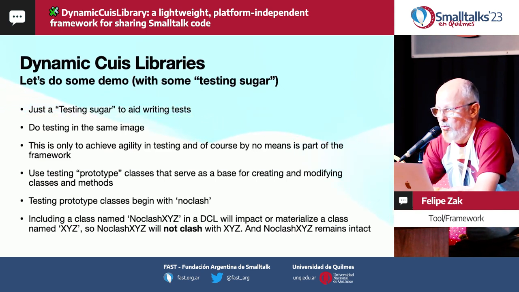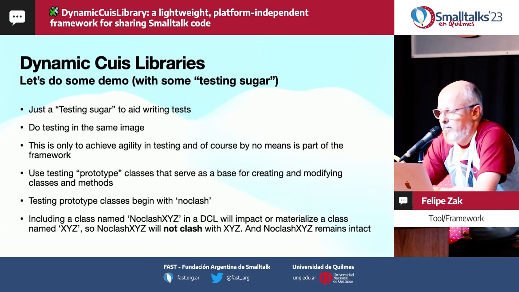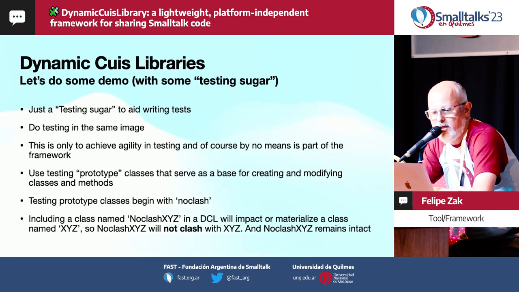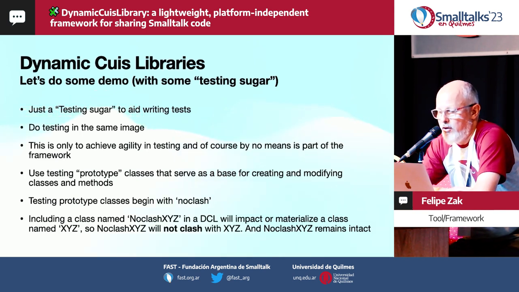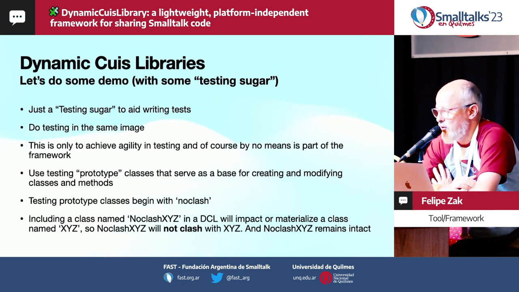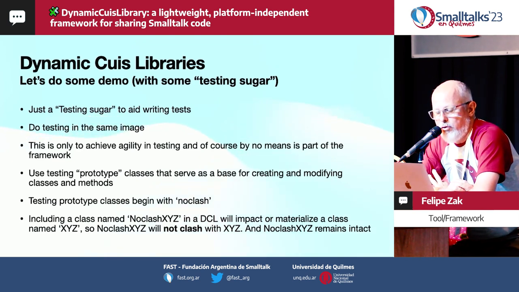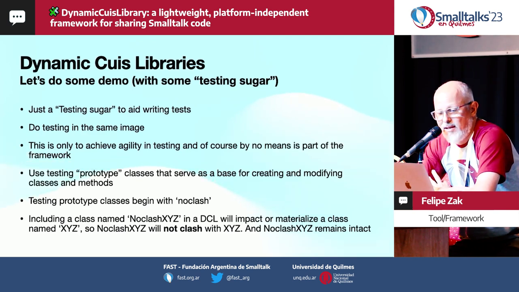we can use what I call a testing sugar to write tests. We will use this to demo the supported features. Why? Because we want to test this, and we want to use only one image. So this is only to achieve agility in testing, and by no means is it essentially part of the framework. It's just an addition. What we use are these prototype classes that serve as events for creating and modifying classes and methods in the same image.